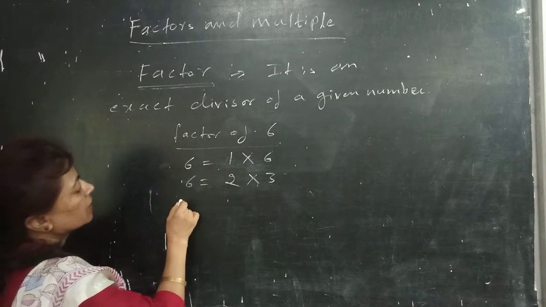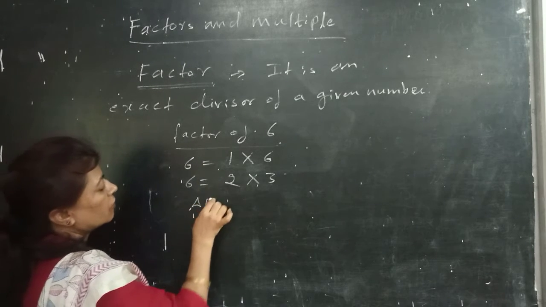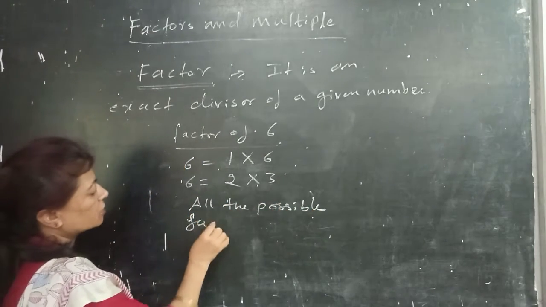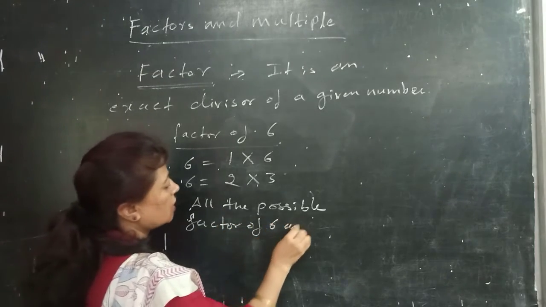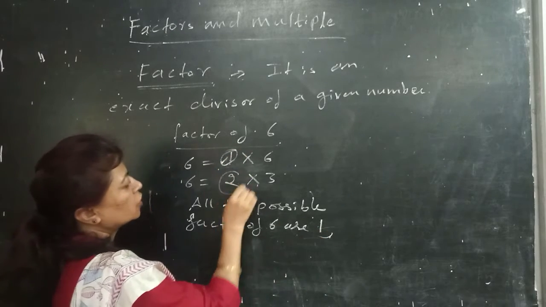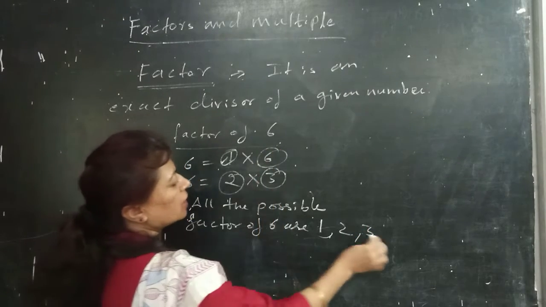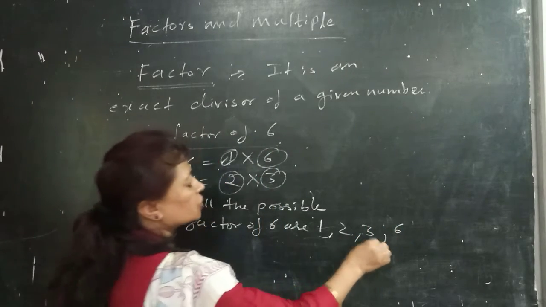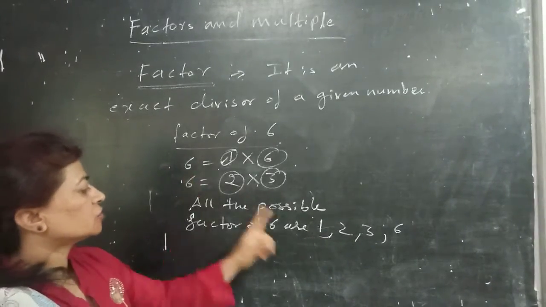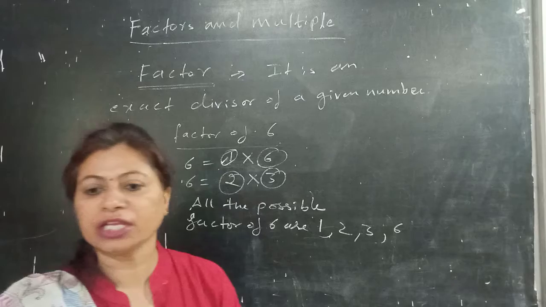So here we can say all the possible factors of 6 are 1, then 2, then 3, and at the last we get 6. So here we obtain 4 numbers as the factors of 6. So these are the possible factors of 6. So this way we can find the factors of any number.